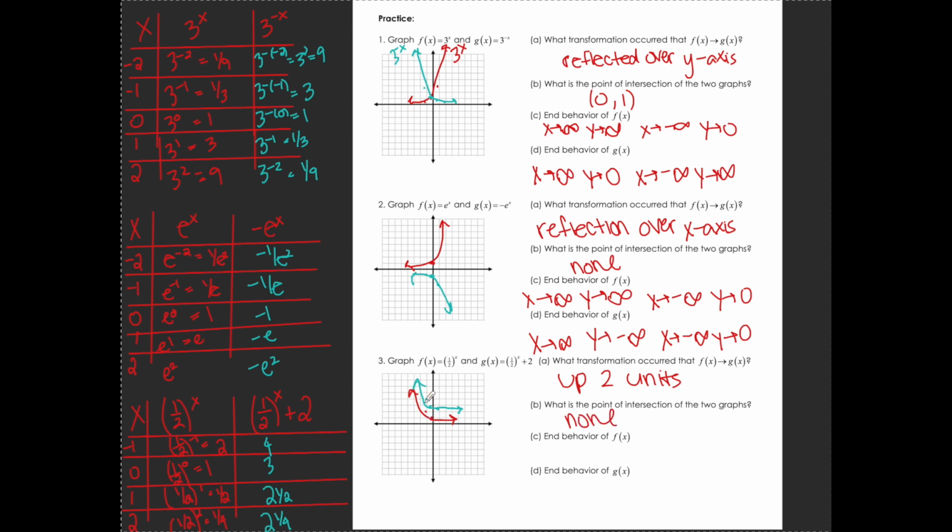For the end behavior, I can see it's the same for both of these functions. So as x approaches infinity, actually it's not the same. For f of x, as x is approaching infinity, y is approaching 0. And as x approaches -infinity, y is going to approach +infinity. But for g of x, as x approaches infinity, y approaches 2. So that asymptote shifted up 2 units as well. And then for x approaching -infinity, y is still going to approach +infinity.